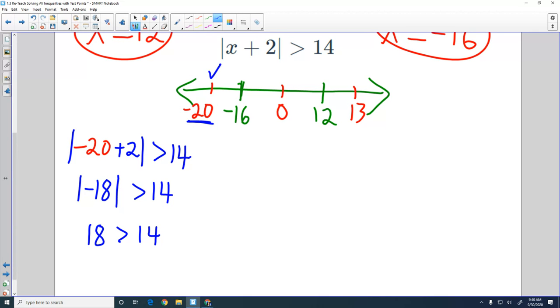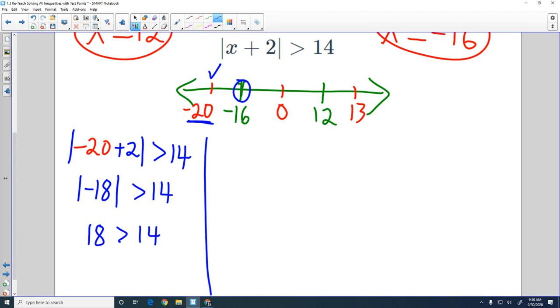That tells me that this area to the left of the negative 16, so here's my negative 16, is true. Since that point to the left made the inequality true, I'm definitely going to be shading that area to the left. But I still need to check these other points just to be sure.